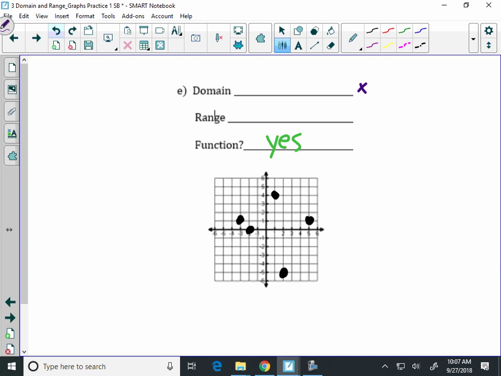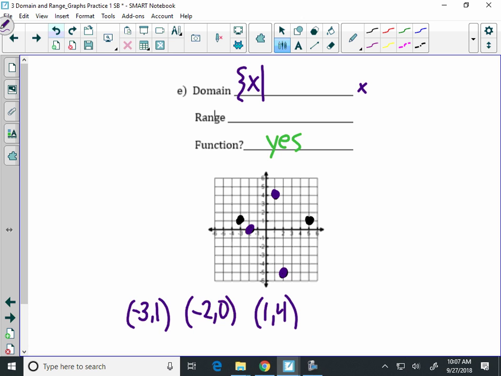Now to find our domain. Remember, our domain are all the x's. When I have ordered pairs like this, I want to use the x values for each ordered pair. This is not a continuous graph, so I need to list each ordered pair separately in my set notation. If it's easier for you, write down the ordered pairs. So the ordered pairs here would be -3, 1. The second point is at -2, 0. The third one here is at 1, 4. The next one is at 2, -5. And this last point is at 5, 1.